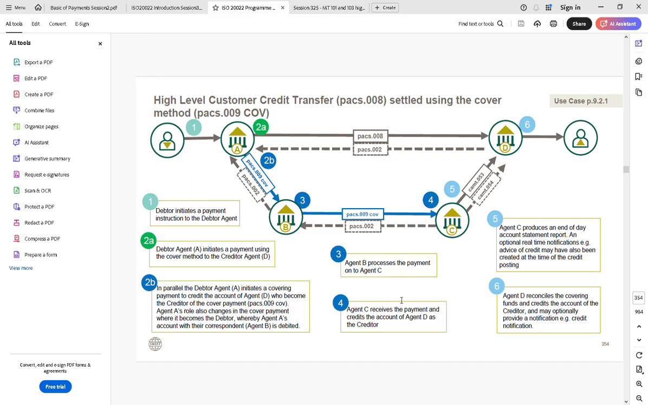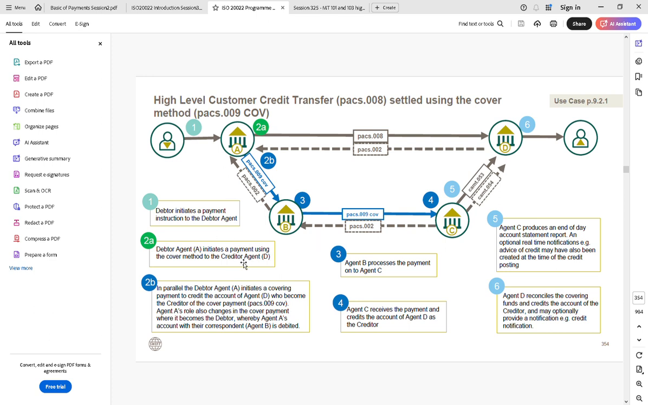MT103 announcement, MT cover payment message for the transfer, BNP Paribas is now forwarding the transfer to a certain correspondent. This is a very confusing statement, so I will not recommend you keep this example in mind. Use your same example, a simple example.